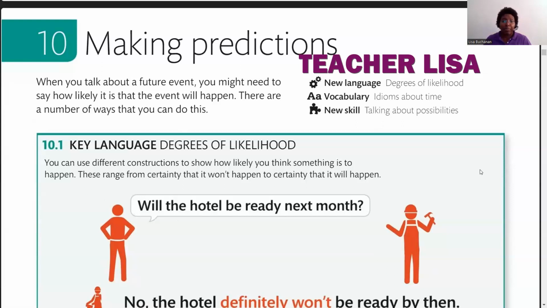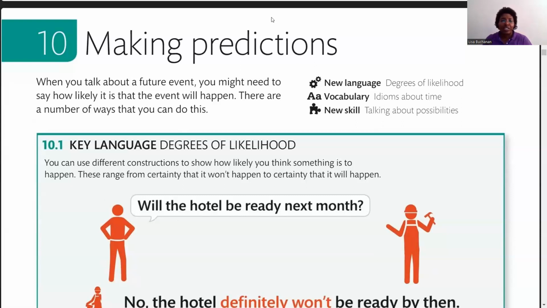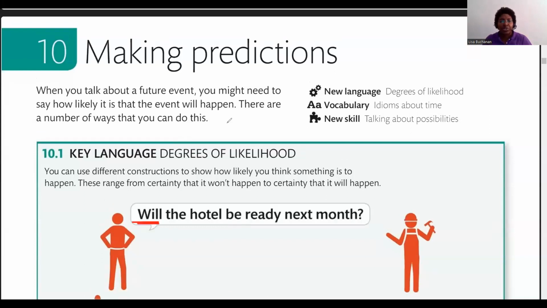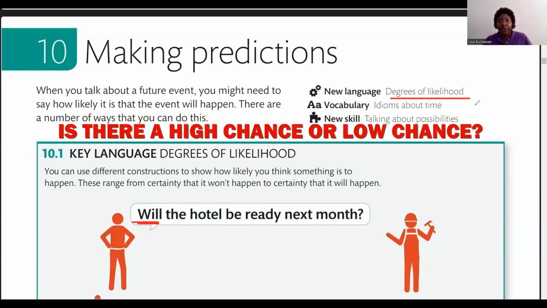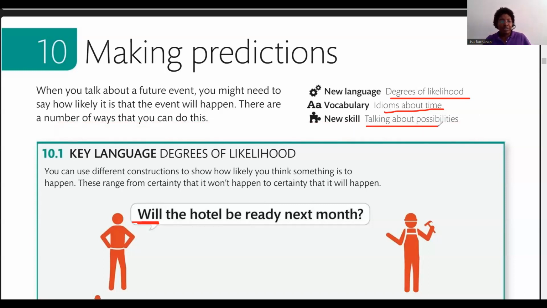Today we're going to talk about making predictions. Making predictions goes beyond just using the word will. I know often when we think of predictions, we use the word will, but more is involved. We have to think about the degree of likelihood. How likely is it going to happen? Is there a high chance or low chance of something happening, or somewhere in between? We're also going to look at idioms about time and talking about possibilities.